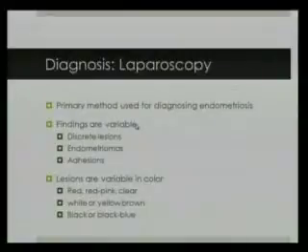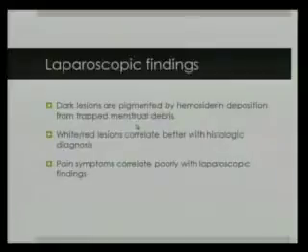So the primary method for diagnosing endometriosis is diagnostic laparoscopy with biopsy of a sample of the lesion that you see. And of course, the findings are variable. They can be discrete lesions, they can be endometriomas or adhesions. You can see white areas of scarring from endometriosis. They can be variable in color, which I've showed you. These dark lesions that you see are from the hemosiderin deposition from trapped menstrual debris, just like in the endometrioma. So that's why you see them be dark.